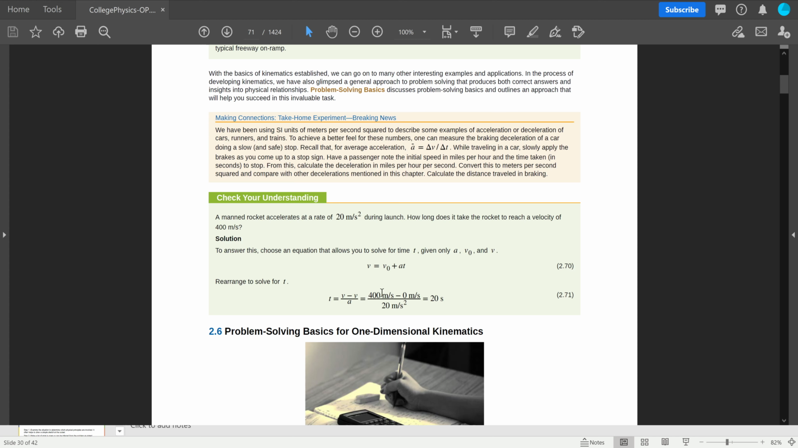Now it is this equals what you are looking for. So you plug in what you know. You have 400 meters a second, which is the final velocity you're trying to reach, minus your initial velocity, which is 0 because it started at 0, divided by your acceleration, which is 20 meters per second squared. And that gives you 20 seconds. That's how long it takes for it to reach that velocity, which is actually not that long at all.